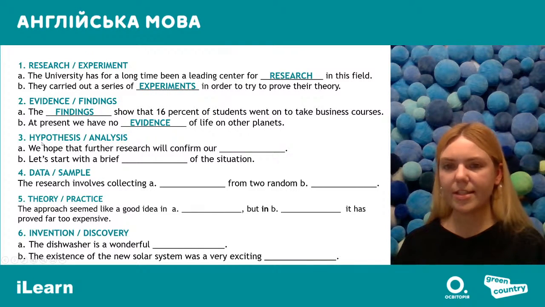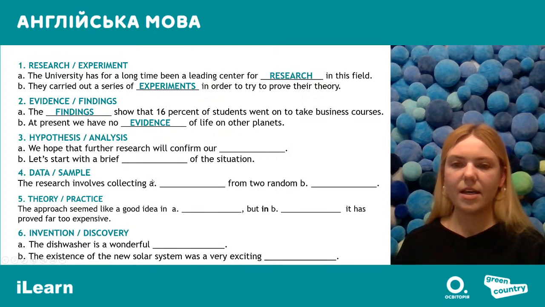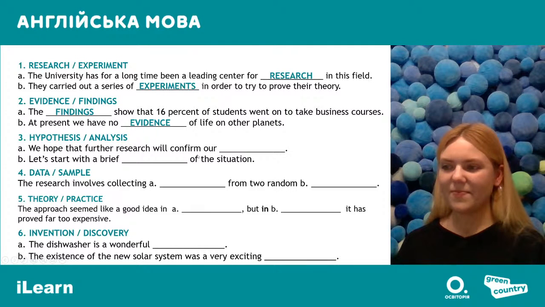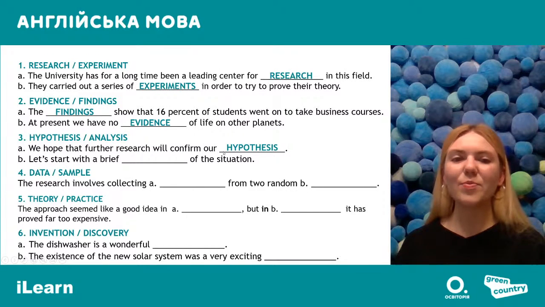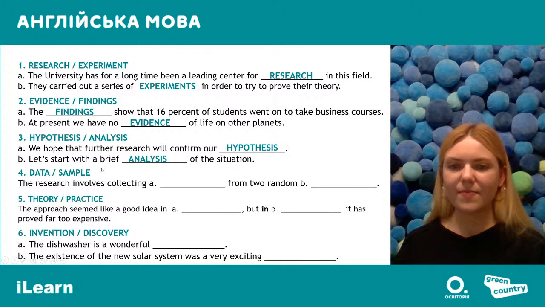Then the next one, hypothesis and analysis. So what we can confirm? Confirm, підтвердити. And we can confirm our hypothesis. Yeah? Good. And we can start with a brief analysis. Yeah, and here we have a. Yeah, so we understand that we need to use a singular noun, and analysis with I, that is a singular noun. If it is with E, it will be plural.